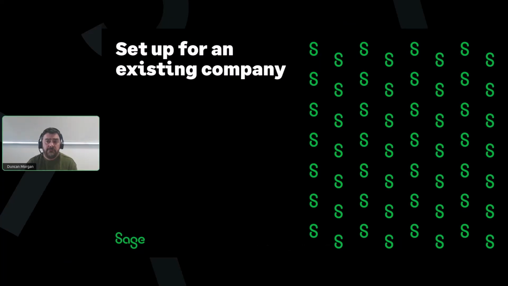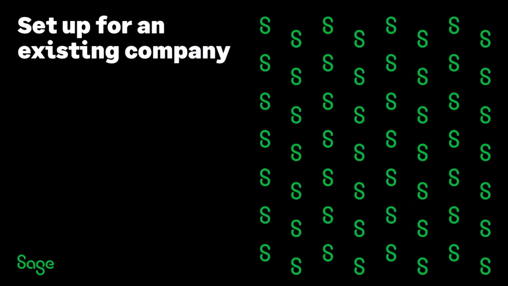So let's now move on to the other scenario. This is where you're setting up the pensions module for an existing company. So it's already established, and up until now, you've been managing your auto-enrollment duties manually, or perhaps by using a third-party system. So we're going to take you through the steps now of setting up the pensions module for an existing company. So let's just switch back to the demo.